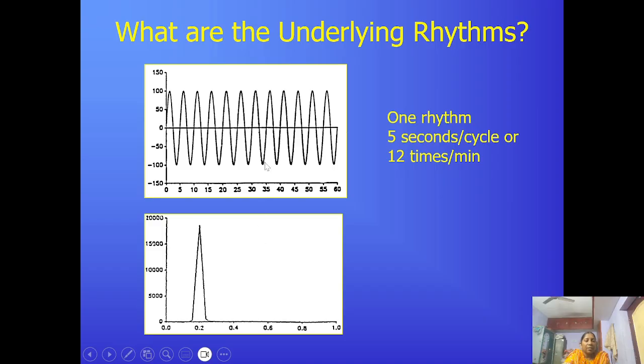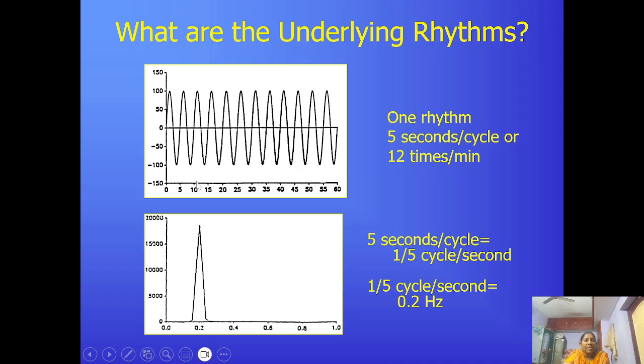Now, for the second signal, we take the FFT of it. When you take the FFT, it determines that a 5-second cycle is 1 by 5 cycle per second. That means T equals 1 by F, or F equals 1 by T. According to that, when you substitute 1 by 5, it is 0.2 Hertz. So we can express the same signal in terms of frequency, that is 1 by 5 seconds, which is 0.2 Hertz.